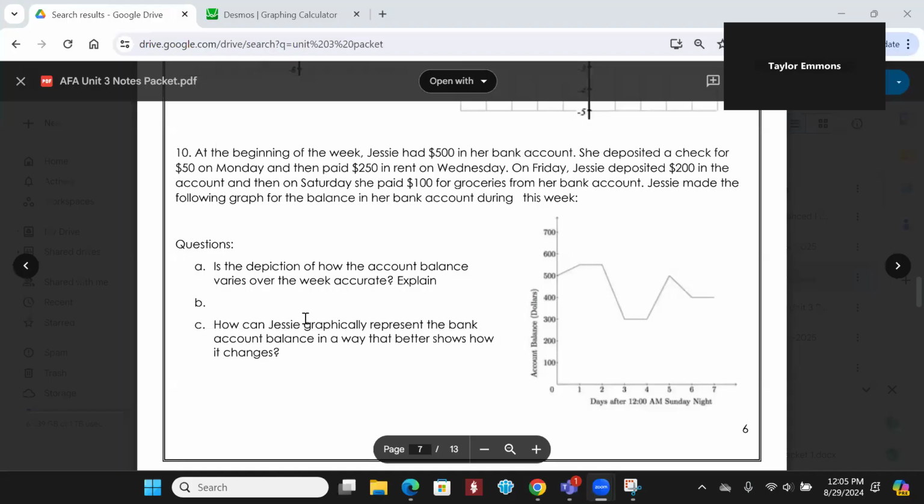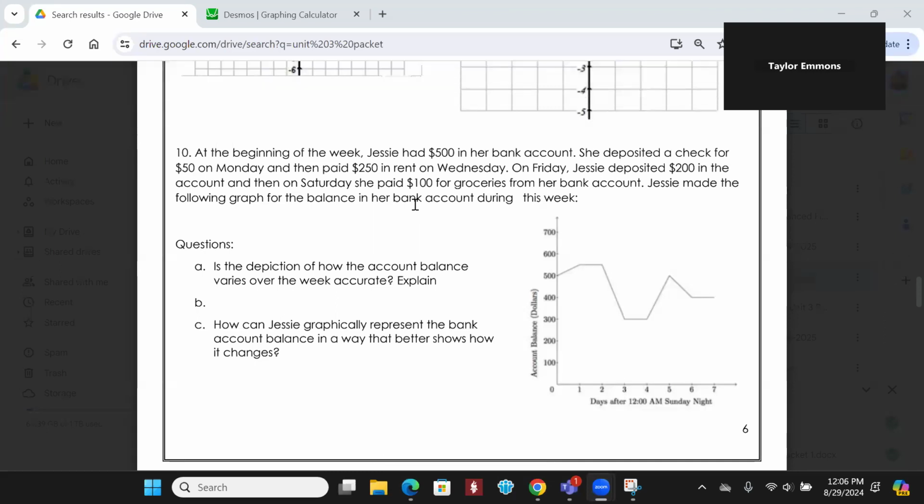Okay, so at the beginning of the week, Jessie had $500 in her bank account. She deposited a check for $50 on Monday, then paid $250 in rent on Wednesday. And on Friday, Jessie deposited $200 in the account. Then on Saturday, she paid $100 for groceries from her bank account. Jessie made the following graph for the balance in her bank account during this week.